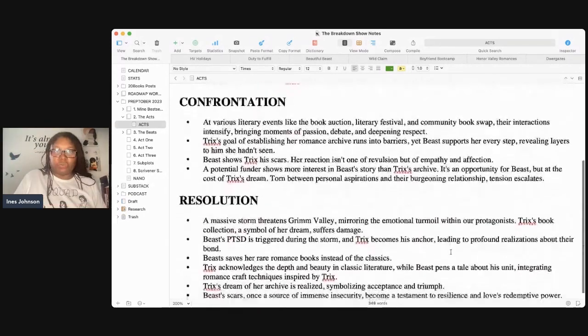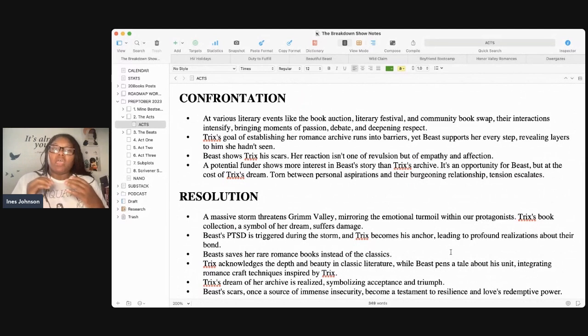In Act 2, this is where we face the confrontations. I have some ideas, and again, these are still kind of vague. I'm working along with you guys as I'm plotting this book out.